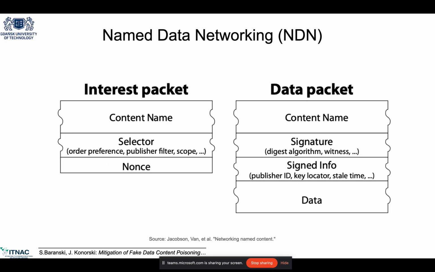An example architecture is named data networking, or NDN, which will serve as a conceptual framework throughout the rest of this presentation. NDN uses two types of packets called interest and data. An interest packet is a request for specific content, referred to by a unique identifier and some optional selectors. A data packet returns the requested content along with a publisher ID and a signature to guarantee content integrity and authentication.